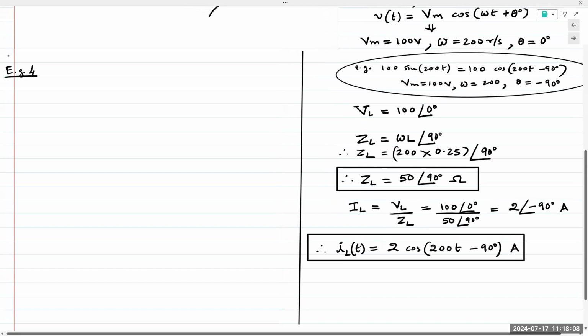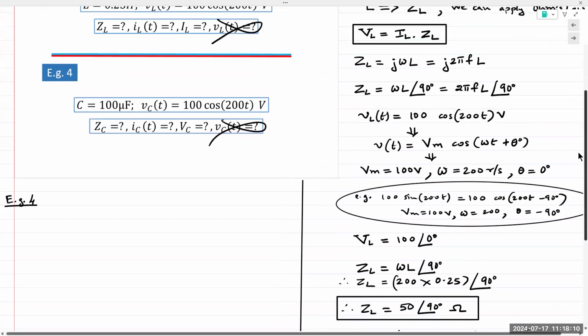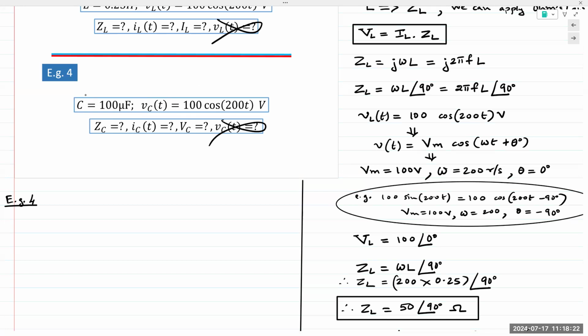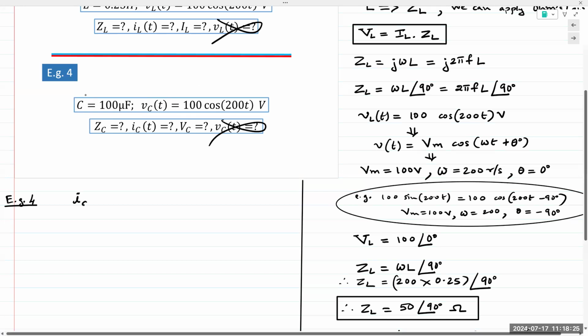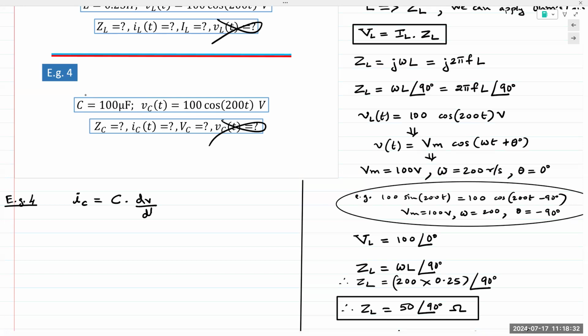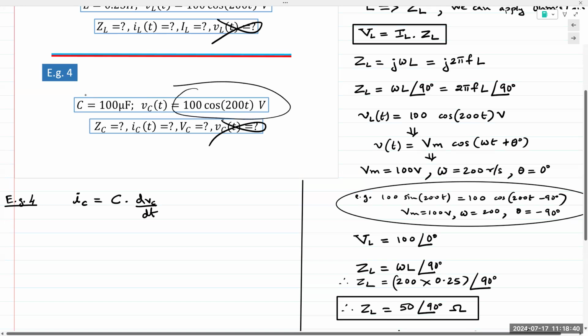All right, example 4 is very similar, except the equation would be a little bit different because it's a capacitor. Capacitor value is given, voltage is given, both of them are in the time domain. If we wish to find capacitor current, it is given by the product of C and the derivative of the voltage, dVc over dt. Perform a derivation of this expression, multiply it with the capacitance, and you obtain your answer.